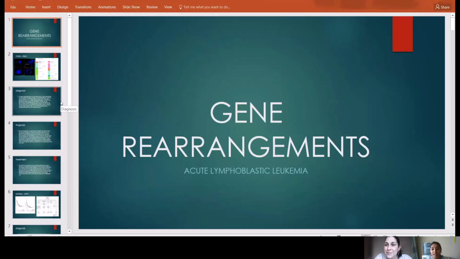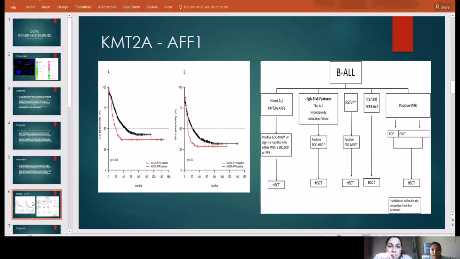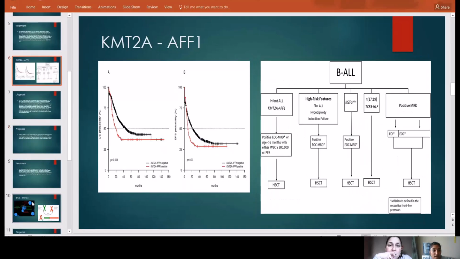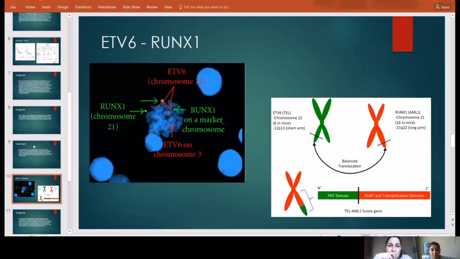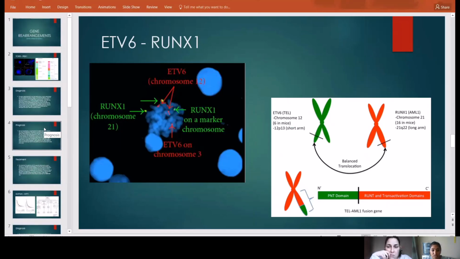What I did was I focused on ALL, the gene arrangements from ALL, on three different genes, and I talked about the diagnosis, prognosis, and treatment for each one. So the three that I did was TCR, KMT, and ETV. Those are the three that I did today.